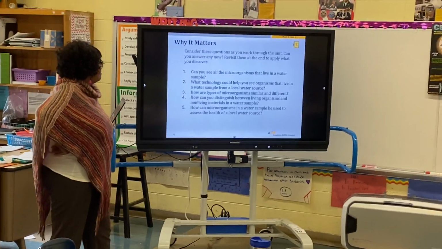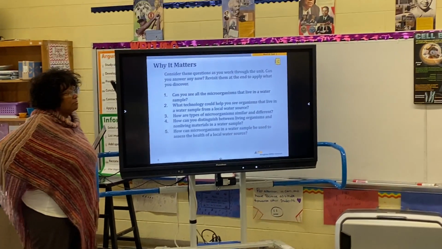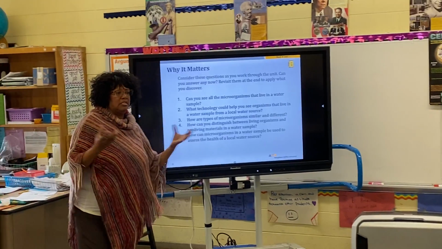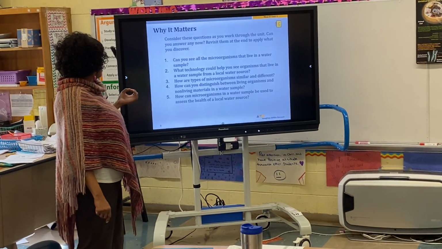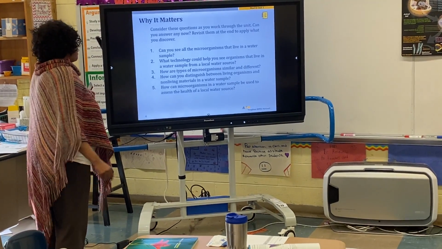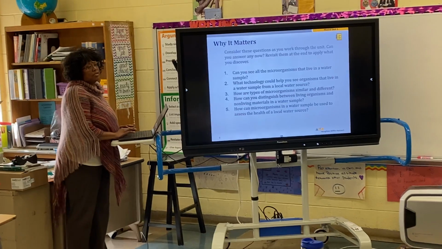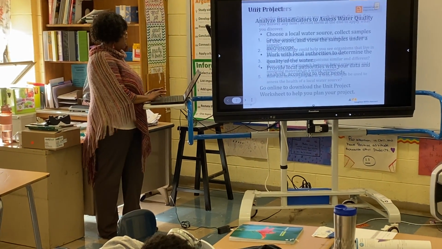How are types of microorganisms similar and different? Some of them are from different families. Like you have the protozoa. One is called amoeba. Those are different families. So we're just going to move on from here.